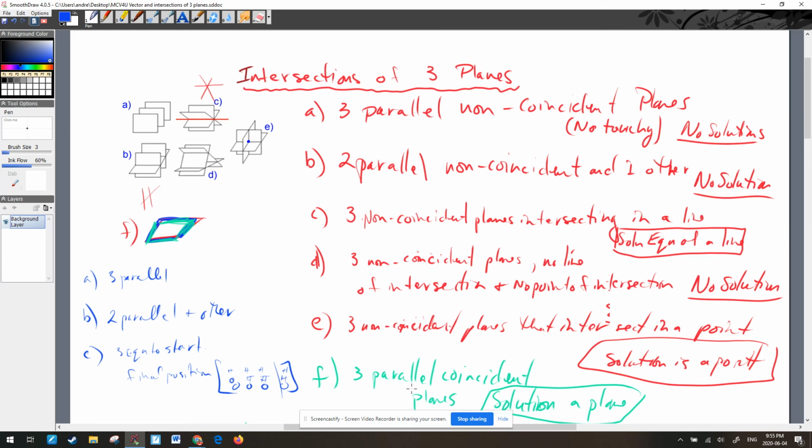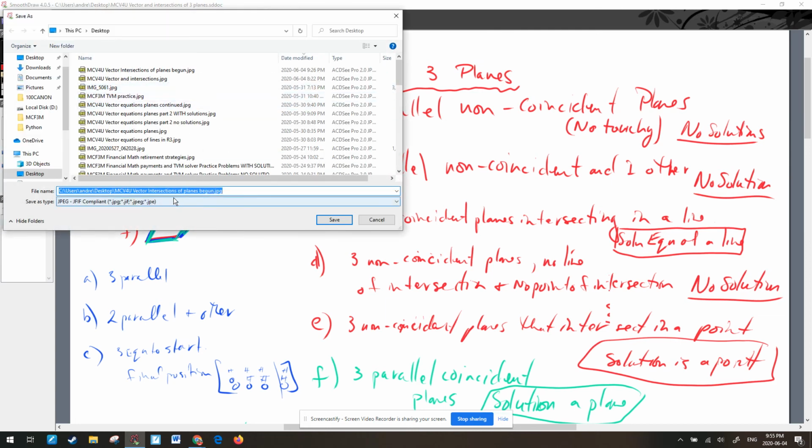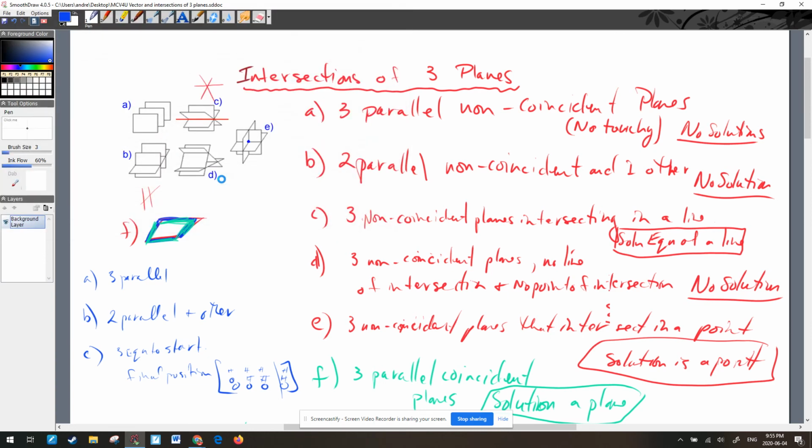Okay, so that's a heavyweight lesson, but we're not yet done because I actually want to solve one of these things. So I'm going to save this as a JPEG file, save as, and this is vector intersections of planes begun. I'm going to say continued. Frogs are frogging like crazy out here. File new.